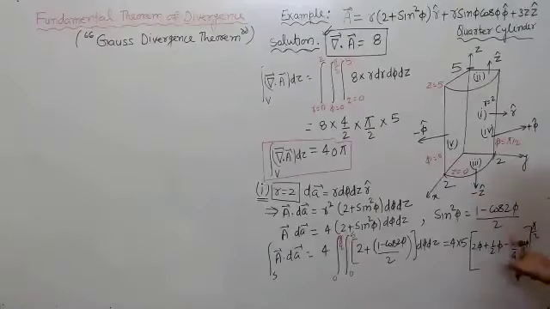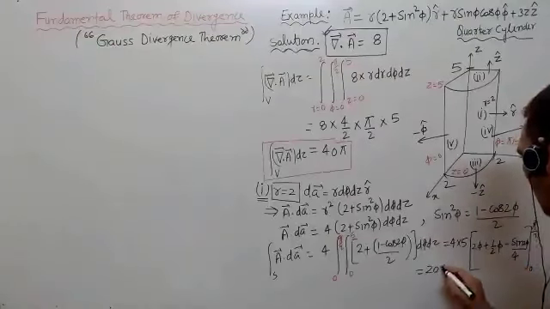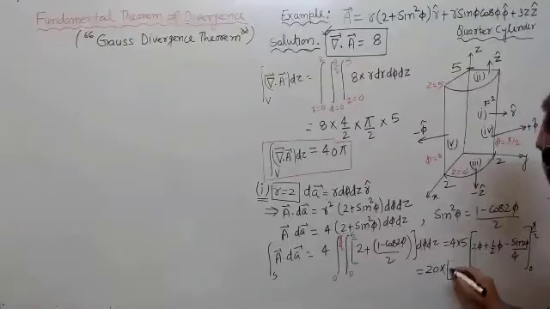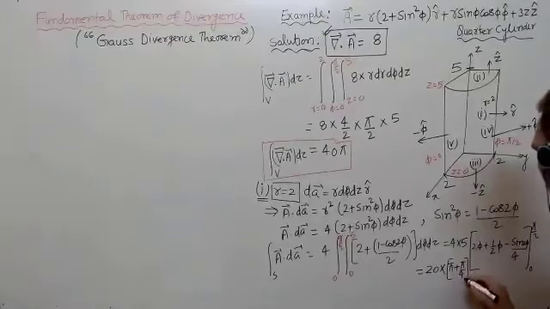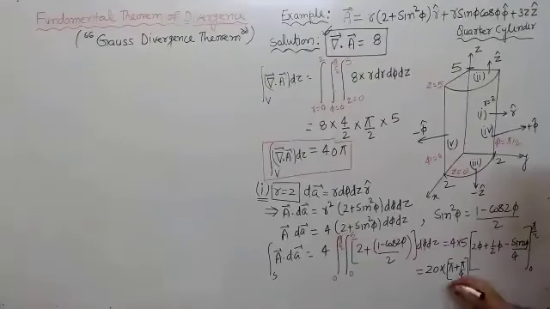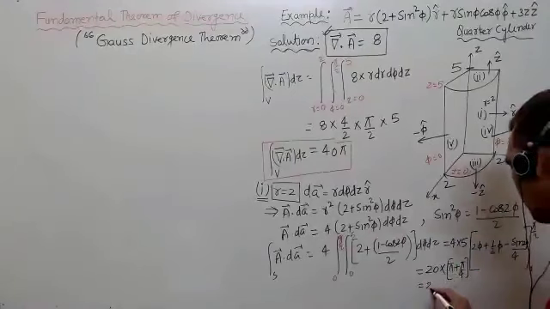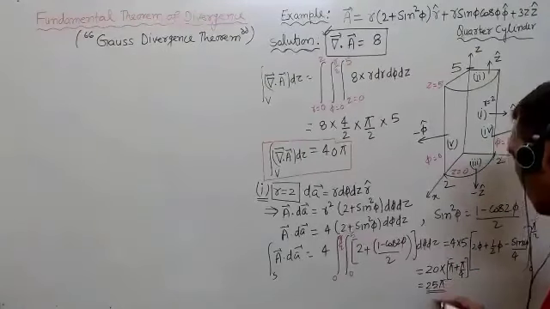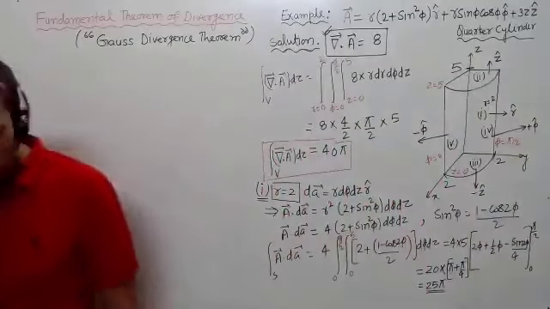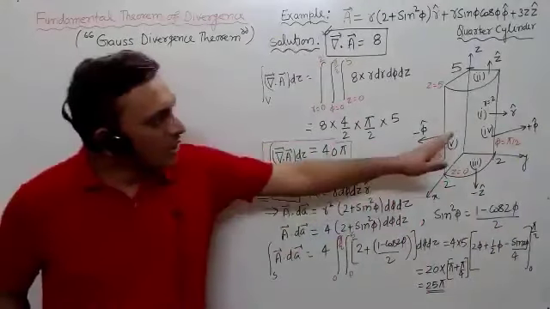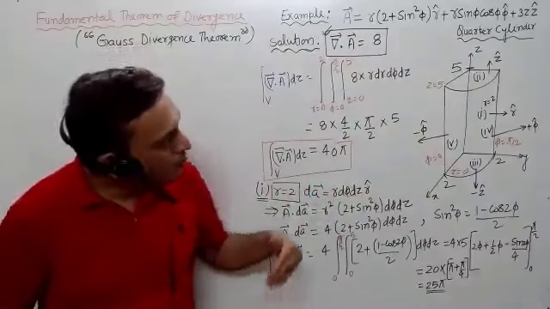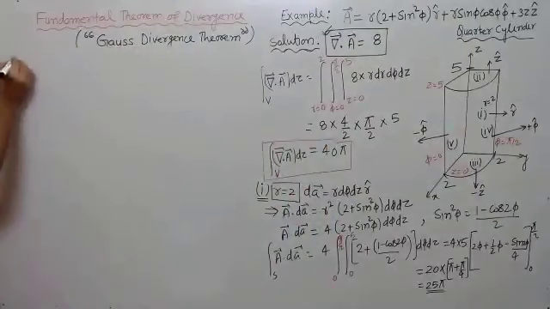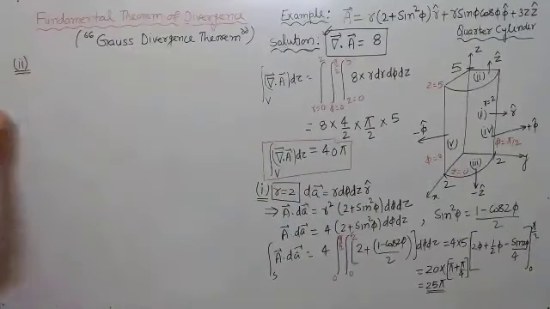So sine pi will be 0, and this last term will be 0. So this will be 20 into pi plus pi by 4. So pi plus pi by 4 will give you 5 pi by 4. So 25 pi. This is 25 pi. So on surface 1, you will get 25 pi. Now find on surface 2. Let us calculate on surface 2.